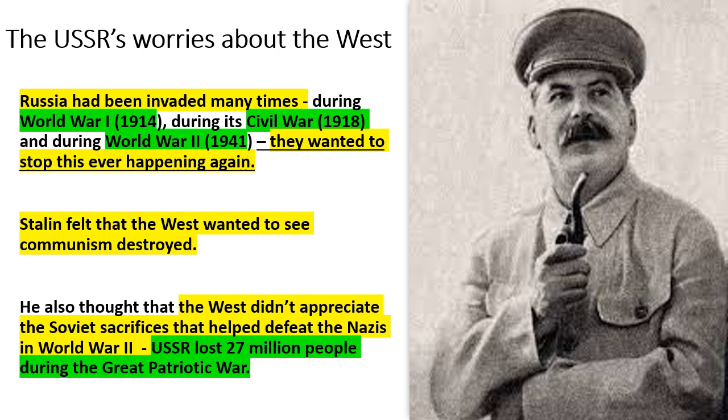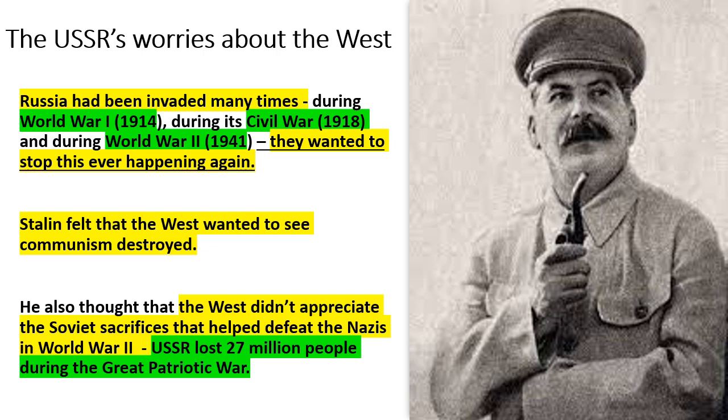They are keen to make sure that this never happens again because, as I put at the bottom of the slide, in the last conflict they lost 25, 26, 27 million people. And they always seem to lose millions of people every time they are invaded. So they want to make sure that this never happens to them again, okay?